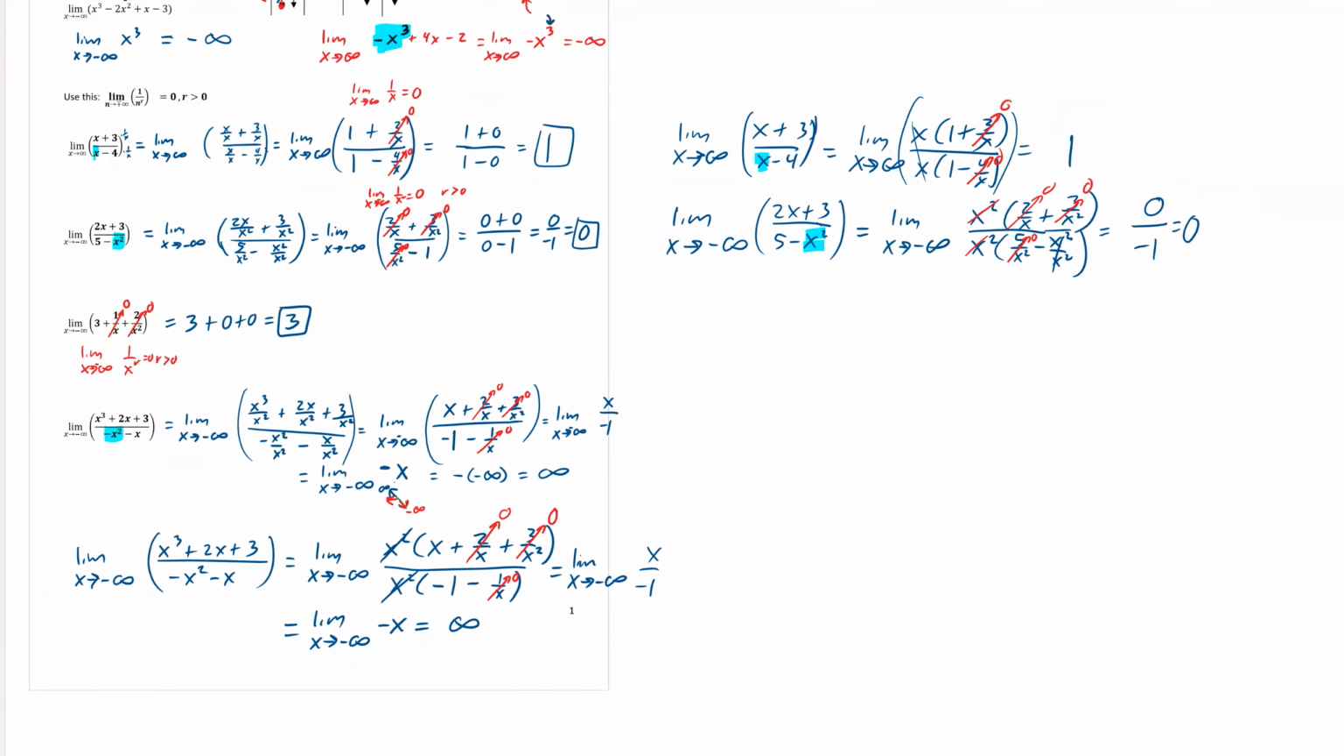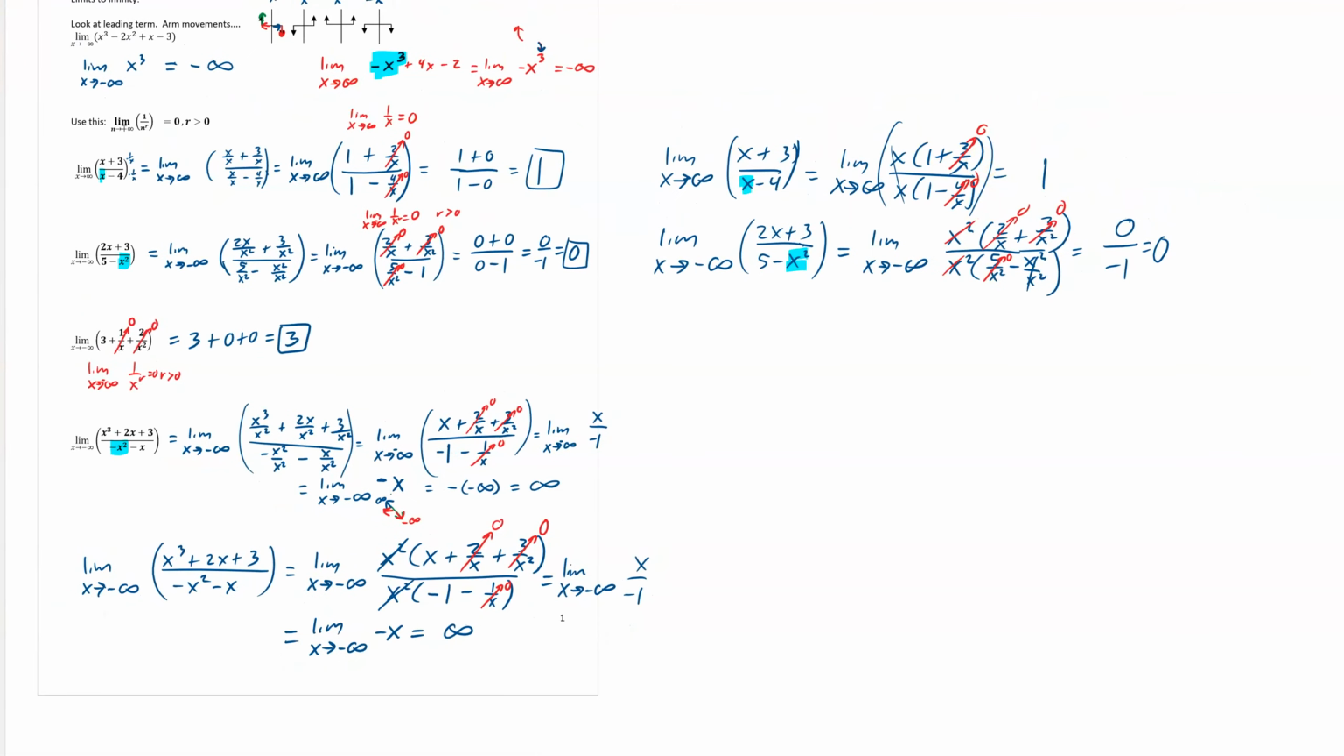So you need to find the preference that you like. I like dividing by the leading term on the denominator. It just, to me, is a lot simpler. But if you like the factoring method, you can try that as well. Thank you.